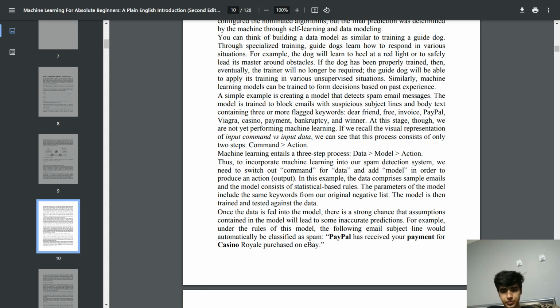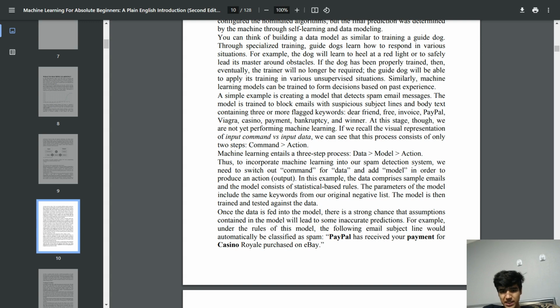So we're trying to create a spam detection system. We're going to give data, and then the model needs to learn from the data, and that data contains a list of example spam emails with different keywords inside those emails, which we're going to read right now.